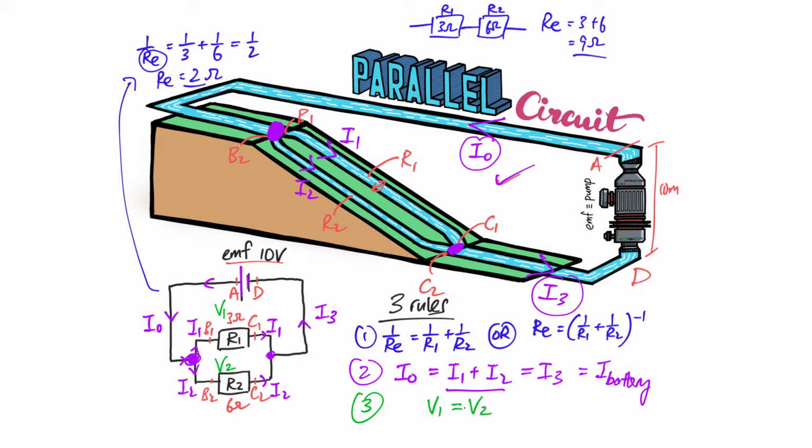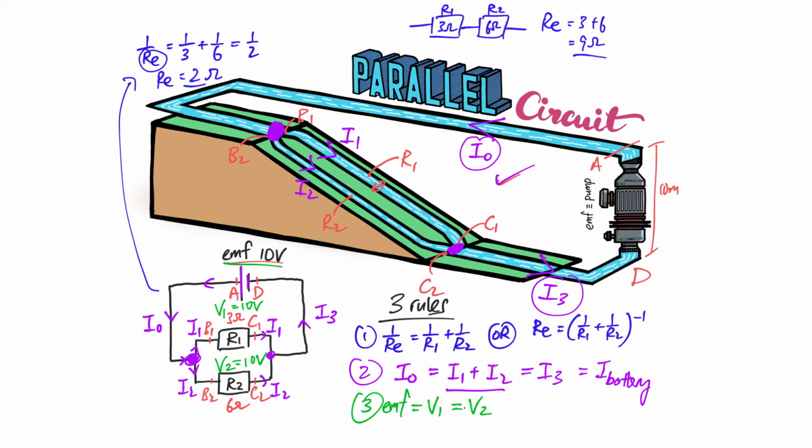But for these two resistors in parallel, they happen to be parallel to the EMF. That means to say, in this case, it will be equal to the EMF. So all of them will actually be 10 volts, a potential difference of 10 volts over here.